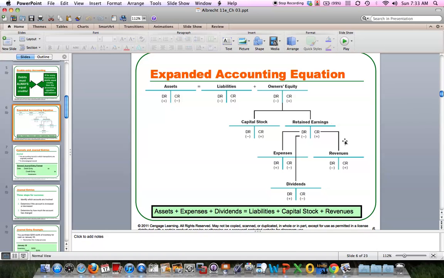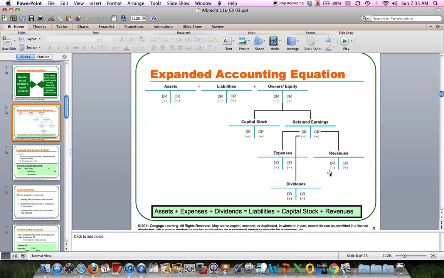Okay, so ultimately think of it this way. Revenues are good. They make equity go up. Okay, the more revenue I have, the more capital I will have. Okay, so as I have more revenue, equity goes up. So revenue has a plus for credit, just like owner's equity does up above. Okay, expenses make equity go down. As we pay expenses, we have less equity in our business. Now, think of it this way, though, that for all revenues, we also have expenses.